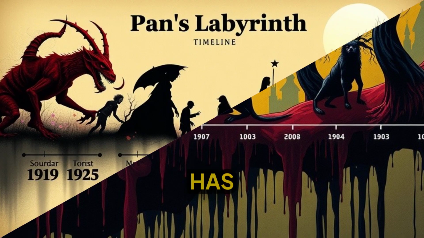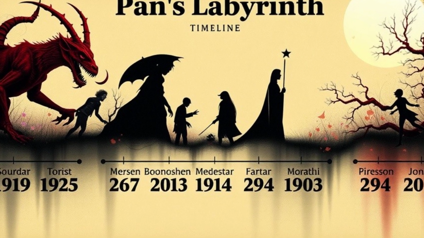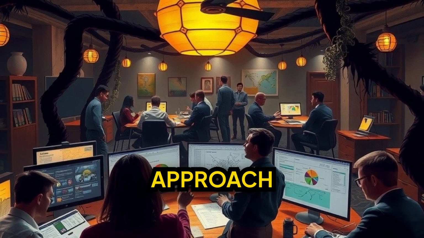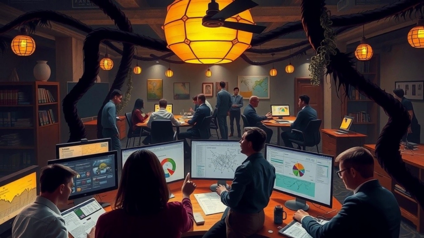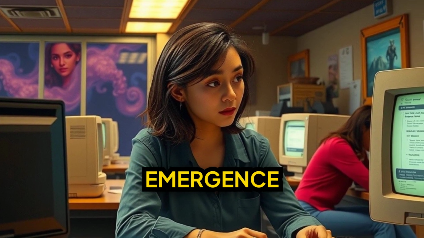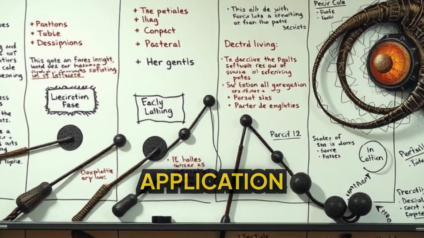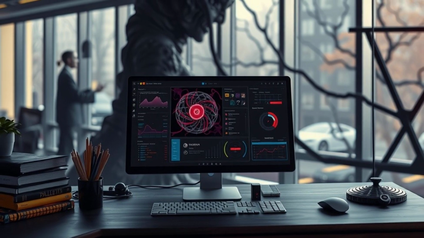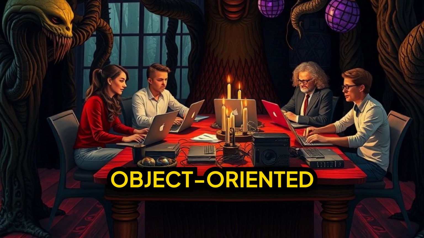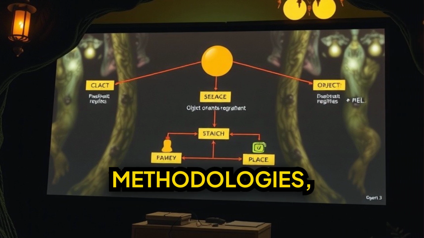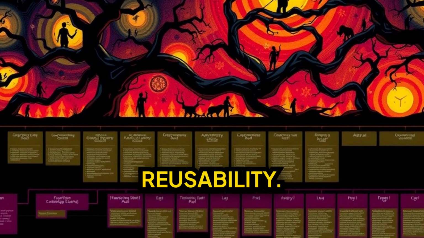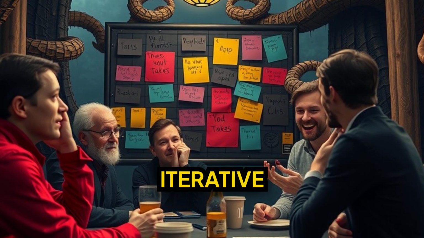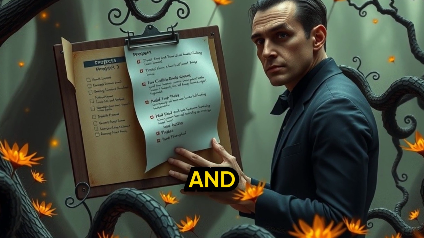The evolution of ISD has been marked by significant milestones. 1960s: introduction of the Systems Development Lifecycle, SDLC, a structured approach to managing large-scale software projects. 1970s to 1980s: emergence of alternative methodologies such as rapid application development, RAD, and prototyping to address the limitations of traditional SDLC. 1990s: adoption of object-oriented analysis and design, OOAD, methodologies, emphasizing modularity and reusability. 2000s to present: rise of agile methodologies focusing on iterative development, customer collaboration, and flexibility.